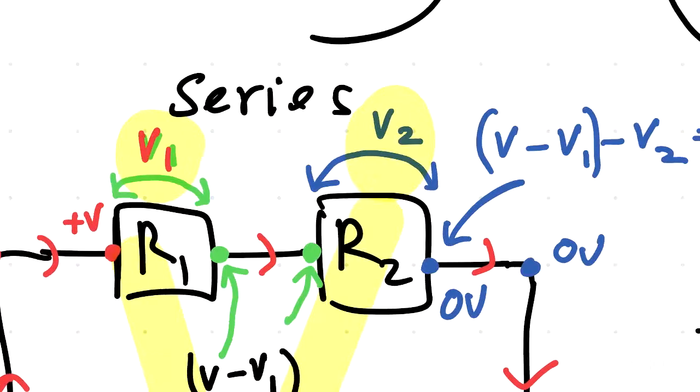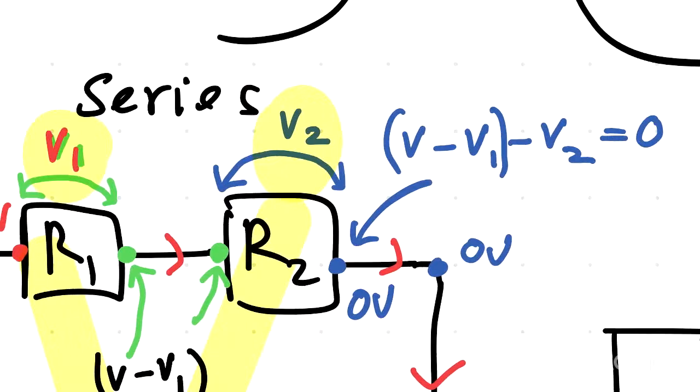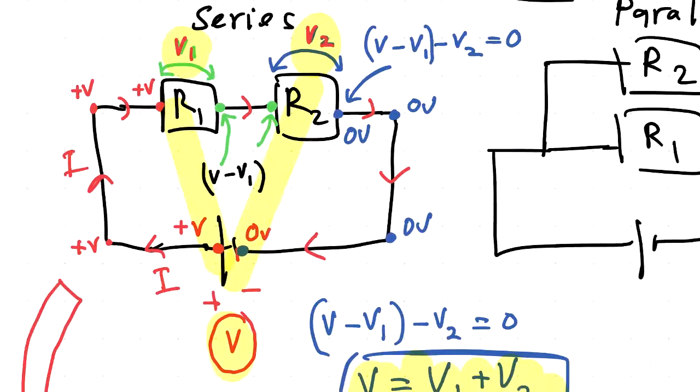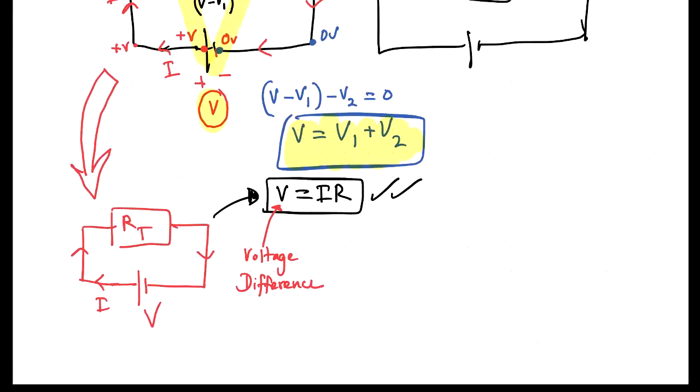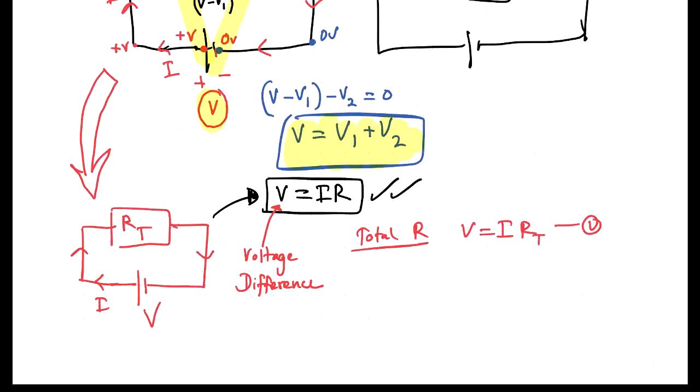The voltage difference of R2 is V2, right? We are considering the difference. So if we apply it for the total system, we are applying the total resistance value. So the voltage is going to be V equals IRT. This is our first equation.